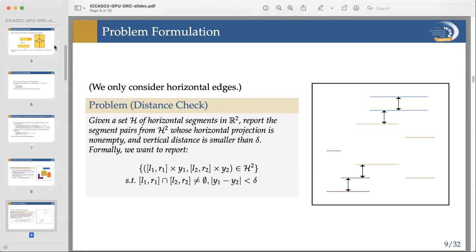Say we only consider horizontal edges. Given a set of horizontal segments in the 2D plane, we are going to report the segment pairs from this set, whose horizontal projection is non-empty and vertical distance is smaller than the predefined delta. Again, we have a set of horizontal segments, and we are going to report the segment pairs where they have some overlap in the x ranges and their vertical distance is smaller than delta.